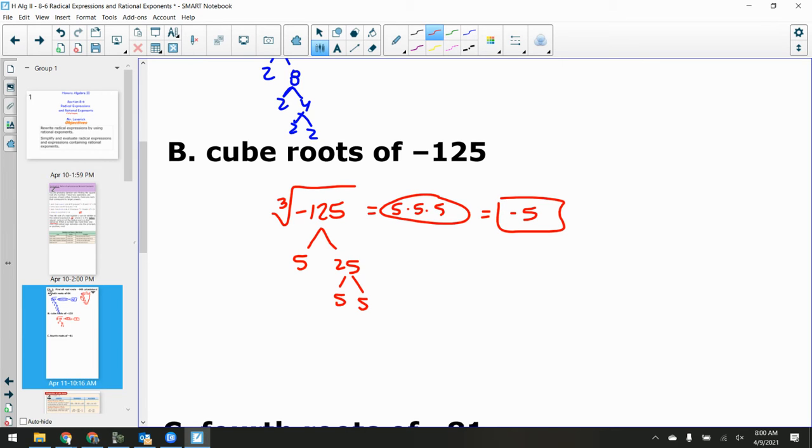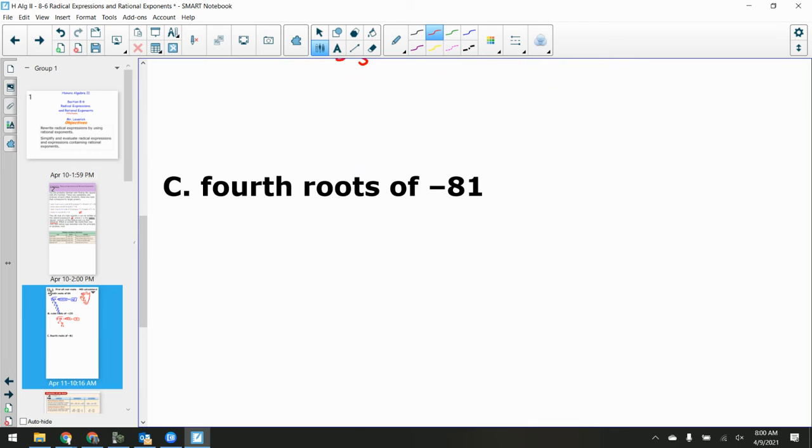That's it. What if I wanted to find the fourth roots of negative 81? Could I possibly find the fourth roots of negative 81? No. Even index, negative radicand. So there are no real roots. Okay? There are no real roots. There are imaginary roots, but no real roots.